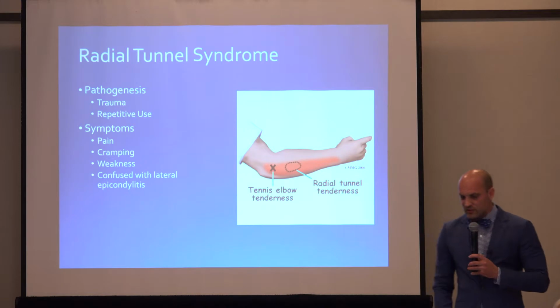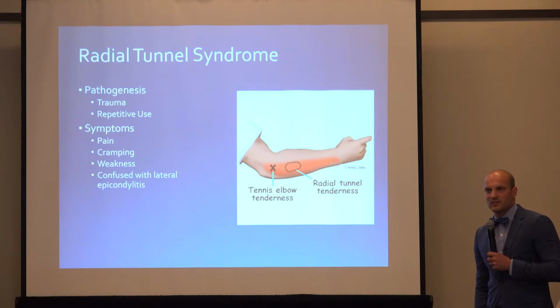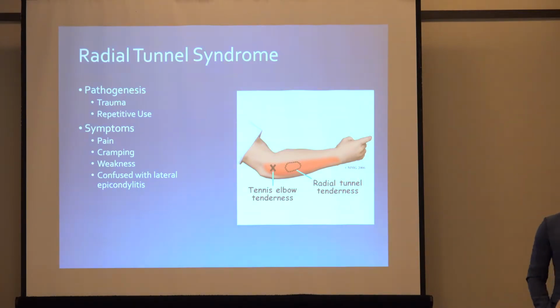So radial tunnel syndrome. This is one of my biggest pet peeves. It's very, very commonly missed. And there are still, it's not so much anymore, but a lot of people that don't even believe in its existence in the country. So basically, radial tunnel syndrome is often confused with lateral epicondylitis, which we very commonly see in the workman's compensation world. It's a repetitive use injury, or you can have it from direct trauma.